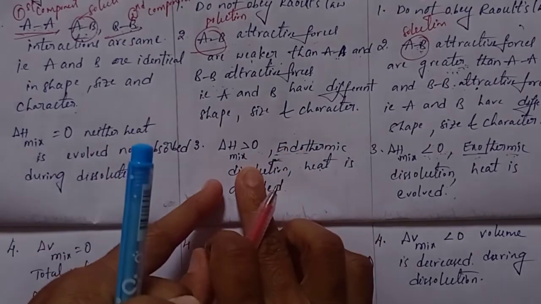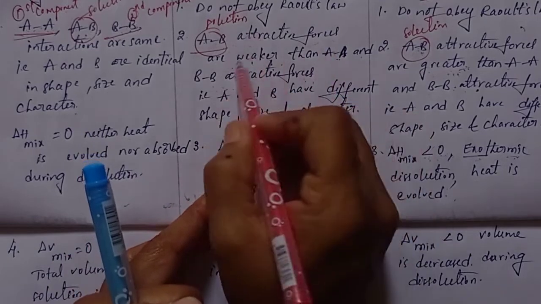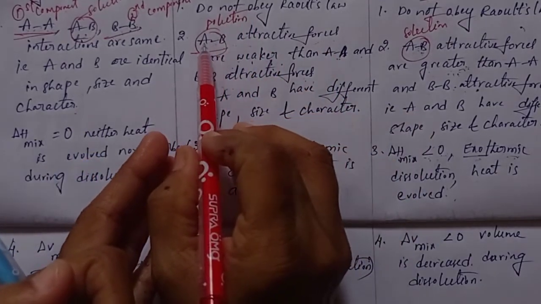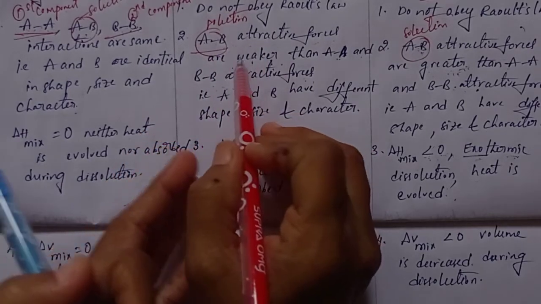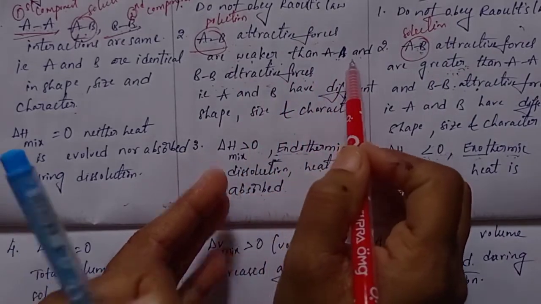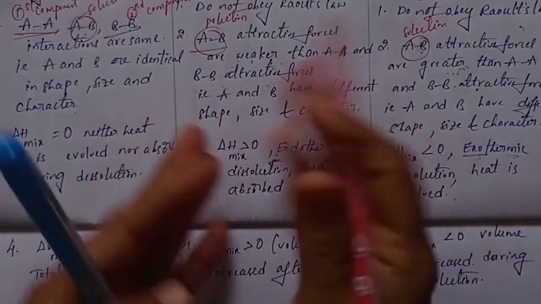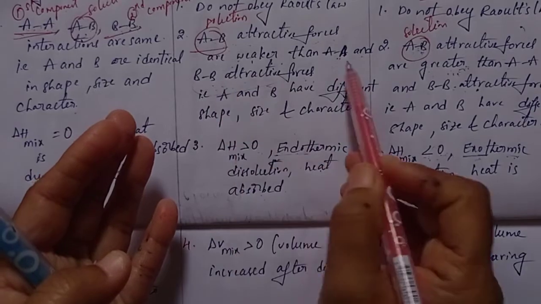But here delta H value is greater than 0. Why, students? Because here in the solution attractive forces are weaker. During the formation of bonds between the two different components, attractive forces are weaker, so a lesser amount of energy is released. But here there are more attractive forces between the same components. So first of all, these bonds have to break, then only can they mix with one another, correct or not?